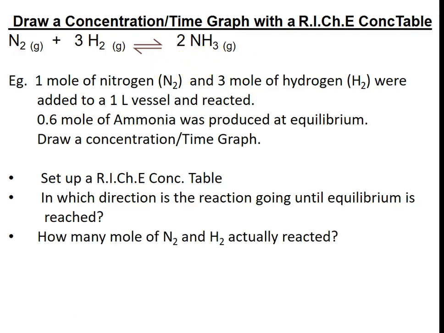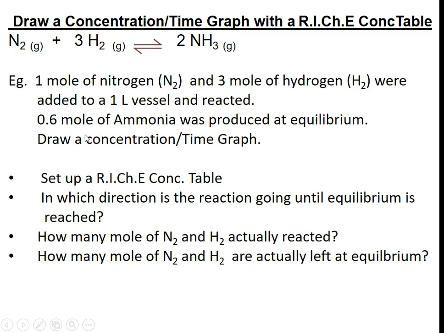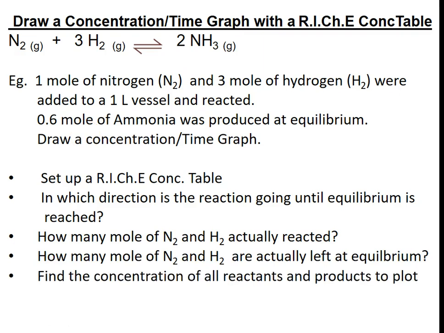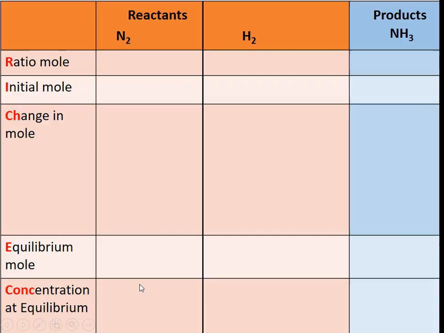So to work out your concentration of each of these at equilibrium, you're going to have to work out how many moles of nitrogen and hydrogen actually reacted in order for you to produce this 0.6 moles of ammonia. Then after they reacted, how many moles of nitrogen and hydrogen actually left, and find the concentration of all the reactants and products to plot the graph. So the last thing is finding the concentration. This particular example is fairly easy.